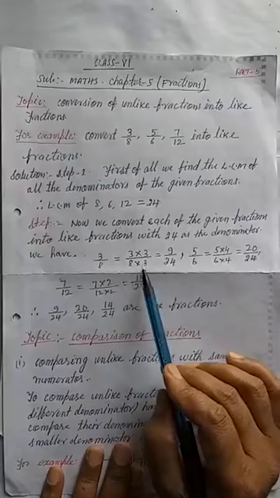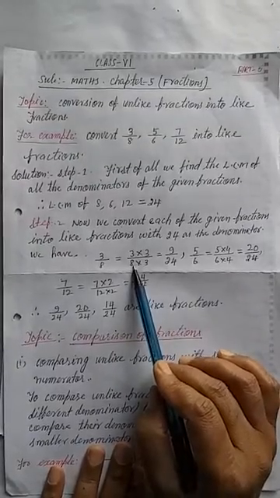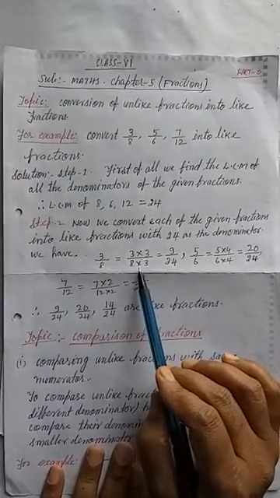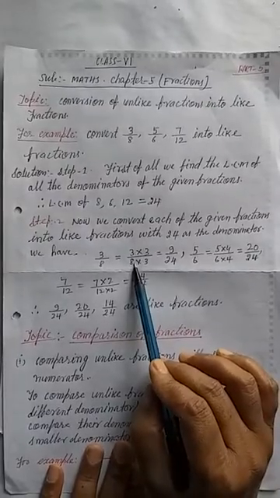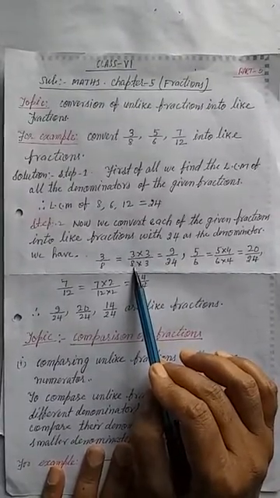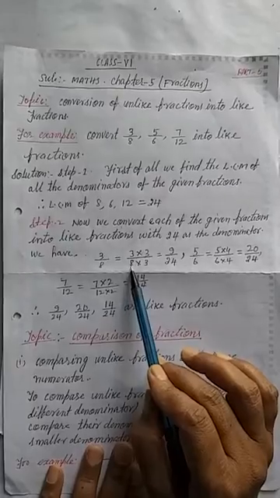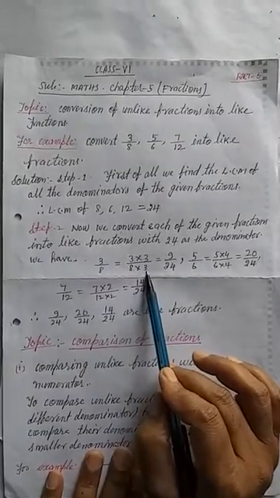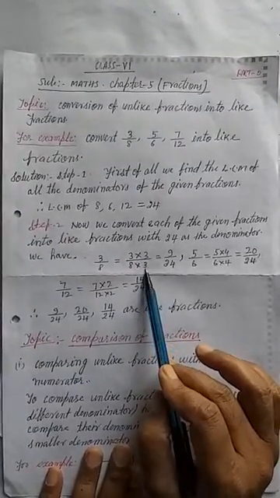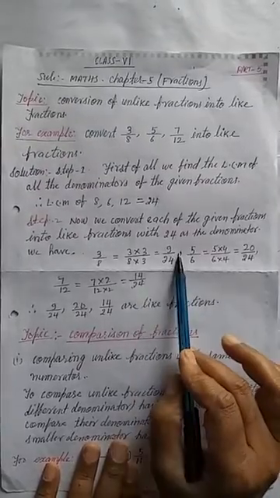By what number do you have to multiply 8 to get 24? We have to multiply the numerator by 3 as well. So 8 times 3 is 24, and 3 times 3 is 9.